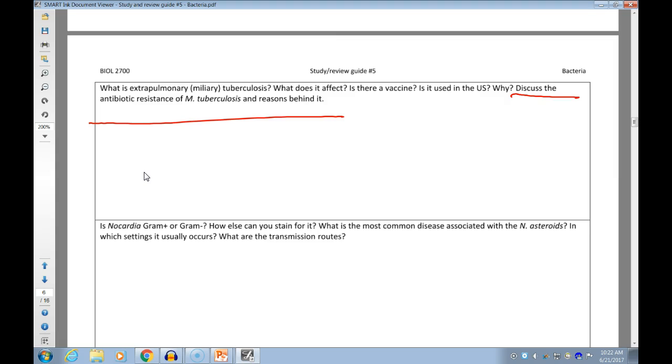Nocardia, weakly gram-positive, partially acid-fast, so acid-fast staining. The most common disease associated with Nocardia asteroides is pulmonary infection. Okay. So that's nosocomial settings, transmission routes, respiratory, contact from fomites.